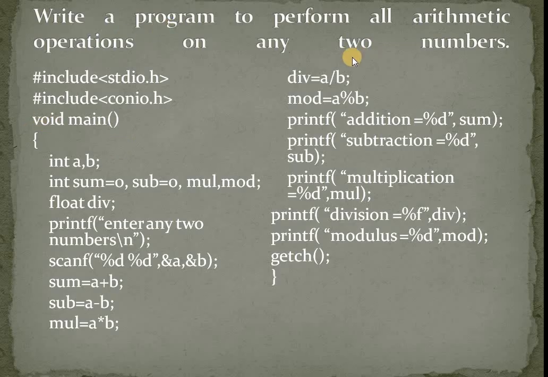We are going to require any two numbers, so we are going to take two variables a and b, which are going to store the two numbers. We are going to do summation, that is addition, subtraction, multiplication, division and modulus. To store the results of all these 5 operations, we are going to require 5 variables. We know that when we add two integers, the sum will be an integer. So for sum, subtraction, multiplication and modulus, the data type is integer. The division will be in point, so we have taken the data type as float.